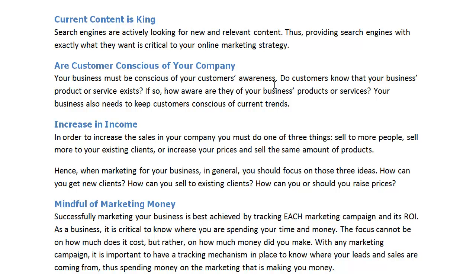The next one is, are customers conscious of your company? This is not only are conscious of your company, but conscious of your product or service in the marketplace. How aware are they of what you're doing? If you're selling, let's say, high-end financial products, then you're going to have a different set of clients. If you're selling a consumer-based product, then you might have a wide range of customers and a wide knowledge base.